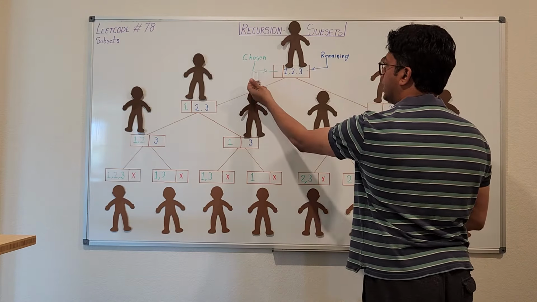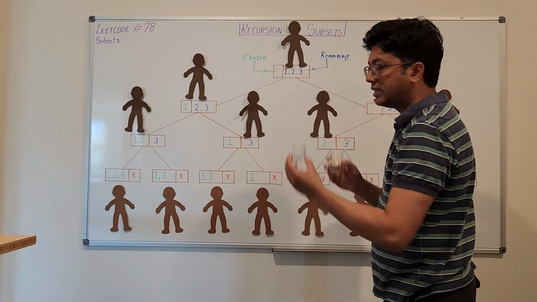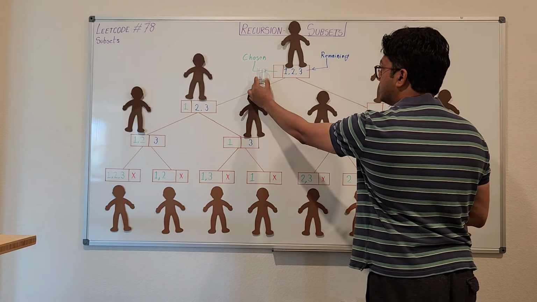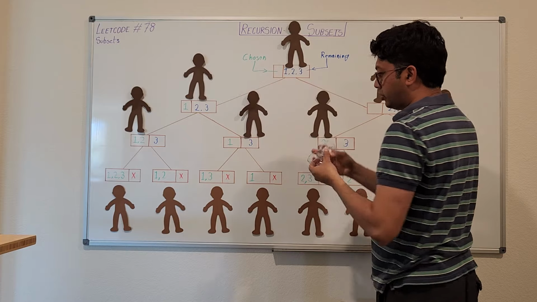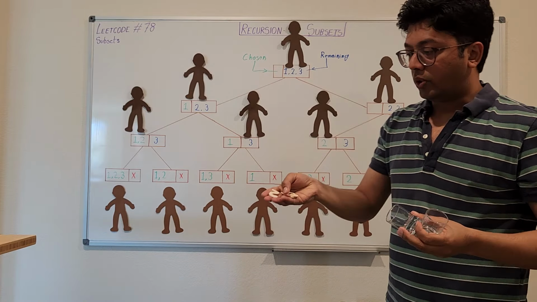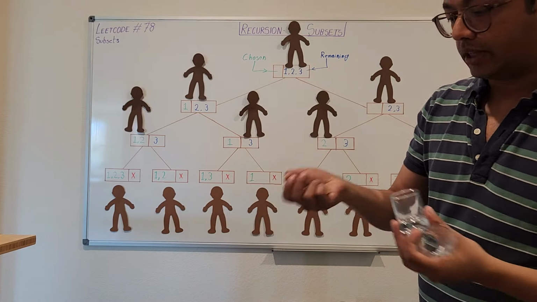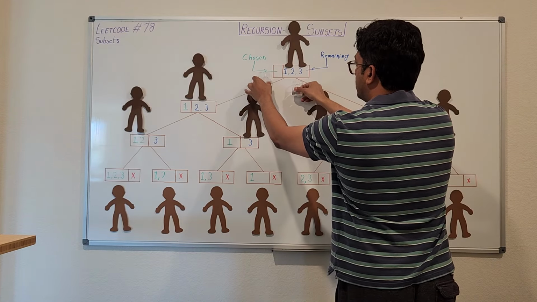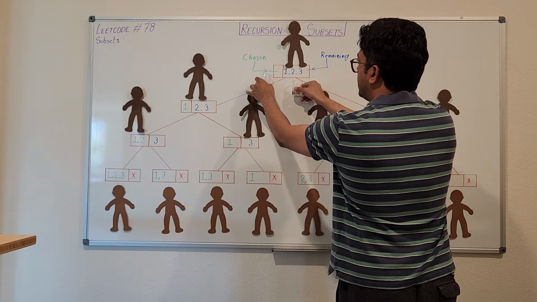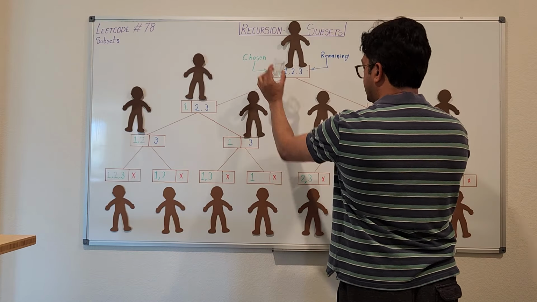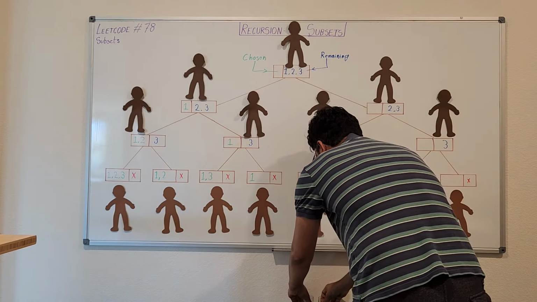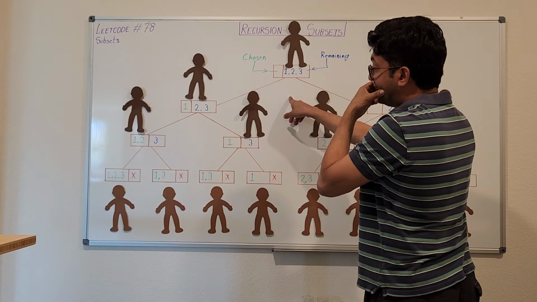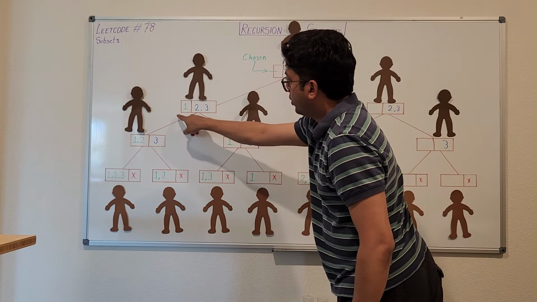So this empty glass, every glass is a list, okay? This glass is a chosen list, this is the remaining list. In the remaining list you have 3 numbers, 1, 2 and 3. So you call here with 1, 2, 3 in the remaining and chosen is empty. Now from there, you can create another two lists.